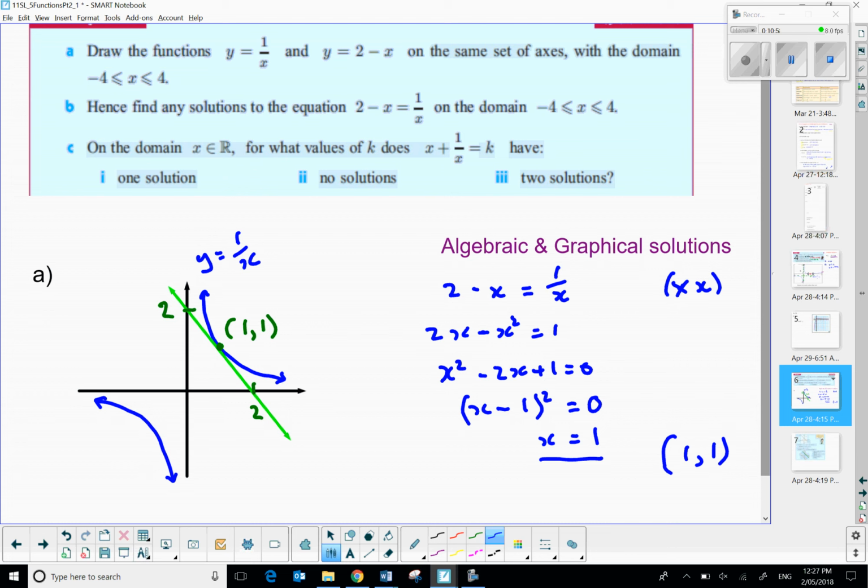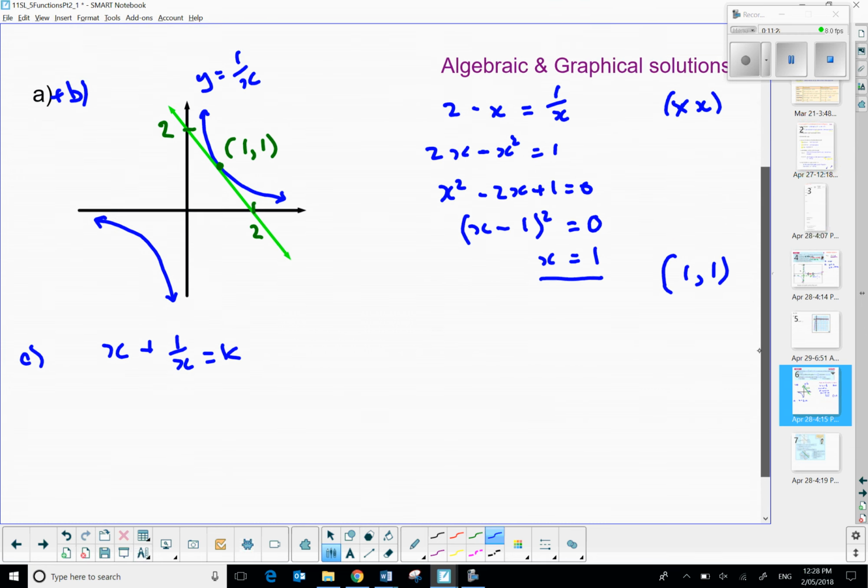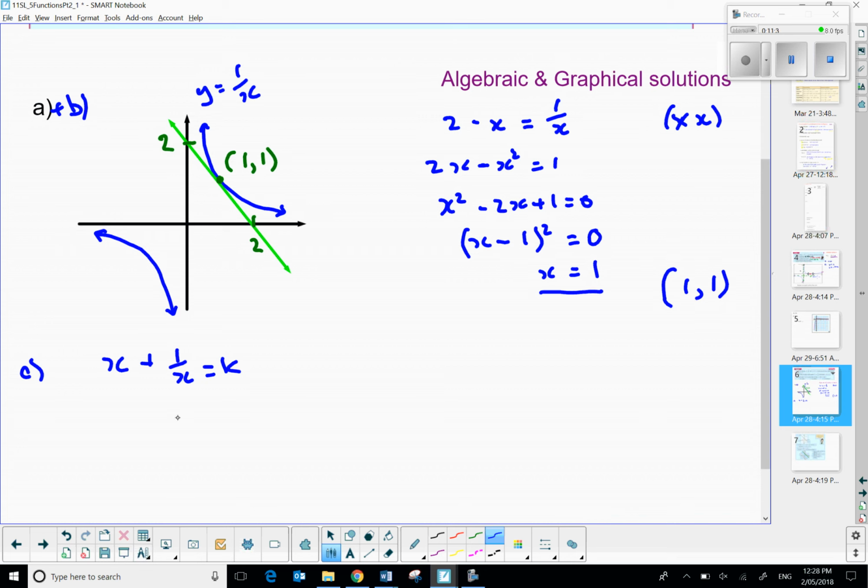The next part then says, for this domain, for what values of k does this have one solution, no solutions, or two solutions? At the moment as that stands, it's like, well, how am I going to solve that? This is A and B here together. So if I have x plus 1 on x equal to k, then I can just simply rearrange that to make it match what we had started with earlier. So always assume that these questions have some sort of connection to them. So this is the same as going 1 over x equals minus x plus k.